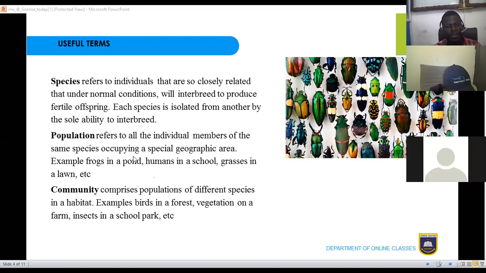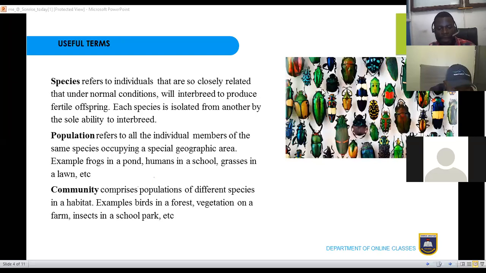Members of the same species occupying a specific geographic area at a time, all right? So, for instance, if you come to campus, we shall look at a population of grasses in the lawn in front of the science block. All the grasses over there are of the same species. So we look at them. If we count the numbers, that becomes the population of the grass species over there.